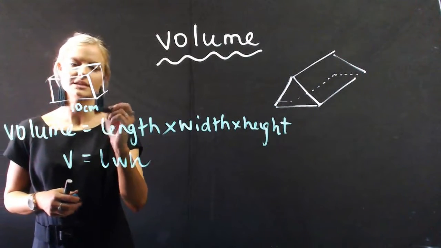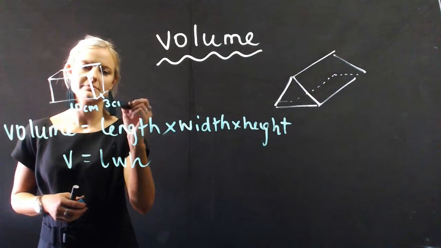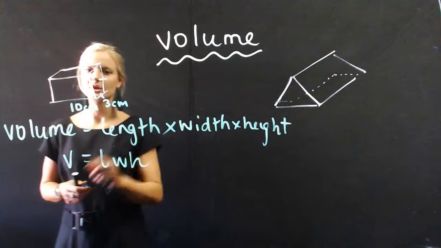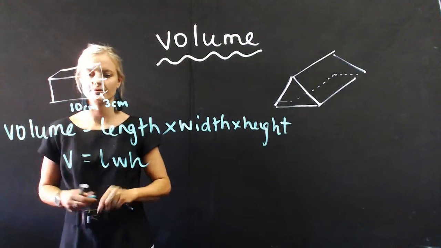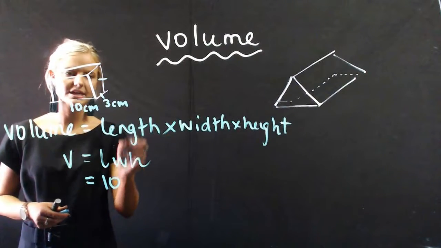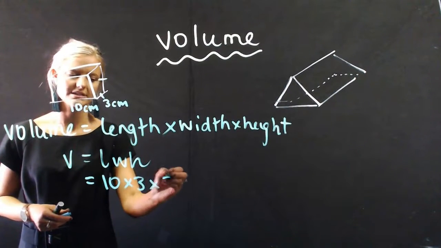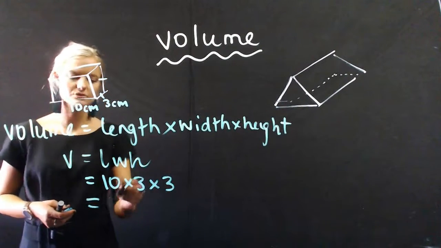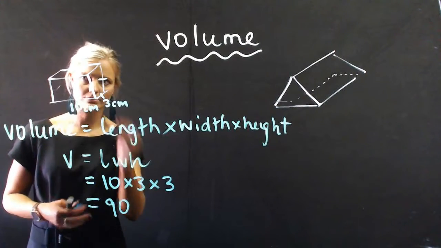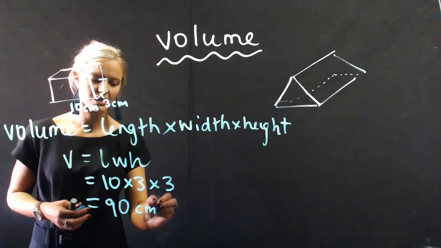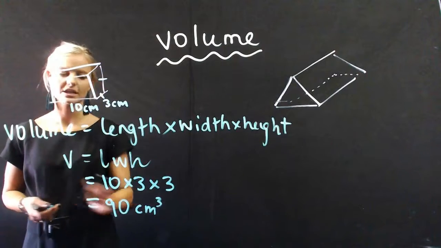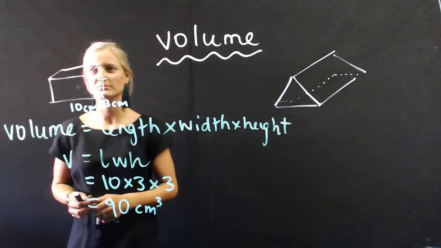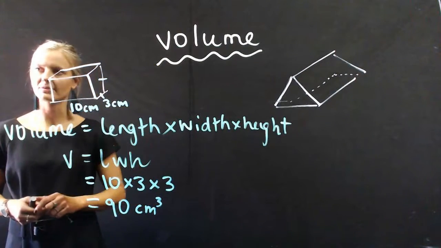Its length is 10 centimetres, its width is 3 centimetres, and its height, with that symbol representing that they are the same length, must also be 3 centimetres. So its length is 10, its width is 3 and its height is 3 centimetres as well. Moving from left to right, 10 times 3 is 30, 30 times 3 is 90. The volume for this object is 90 cubic centimetres, making sure that we always put the units in the correct representation of cubed at the end there. Length times width times height.